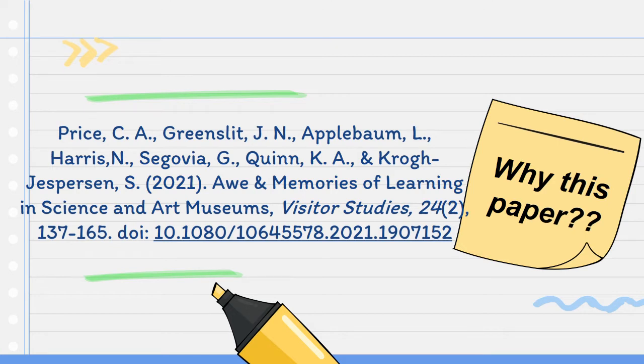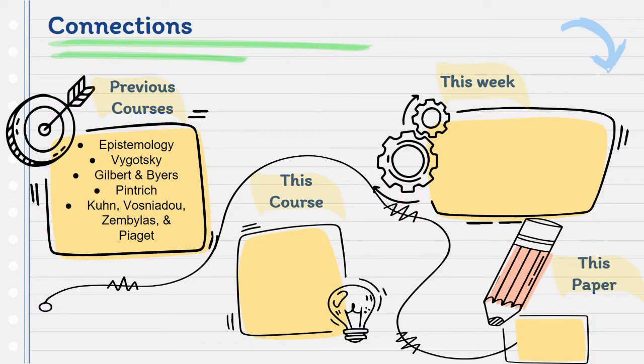Because it's super contemporary, published earlier this year in 2021, and is at the forefront of research in this area of affect and informal learning spaces. It also has many connections to this week's readings, previous weeks' readings, as well as previous courses. So, speaking of connections, there are a lot of them. Let's start with our previous courses' knowledge.